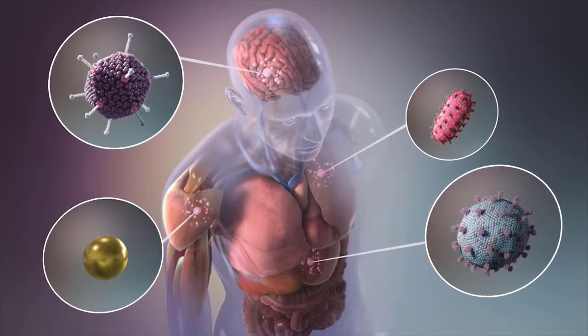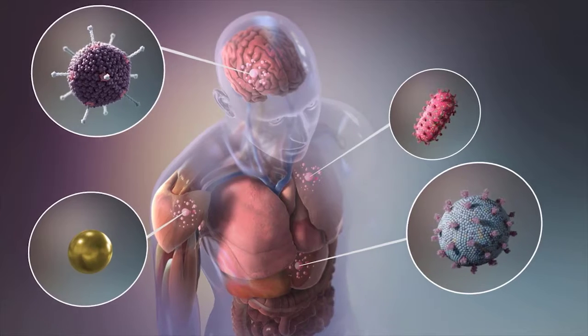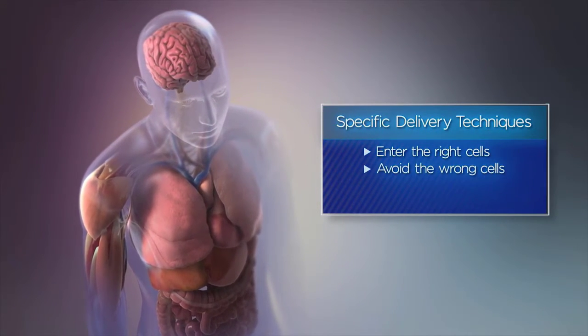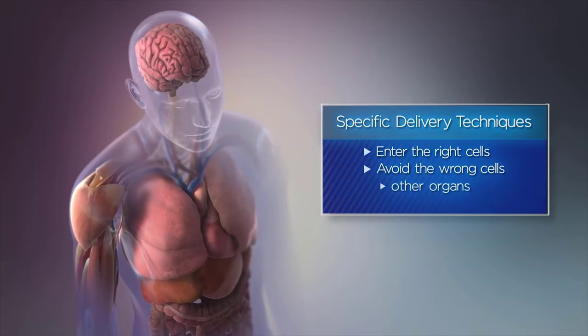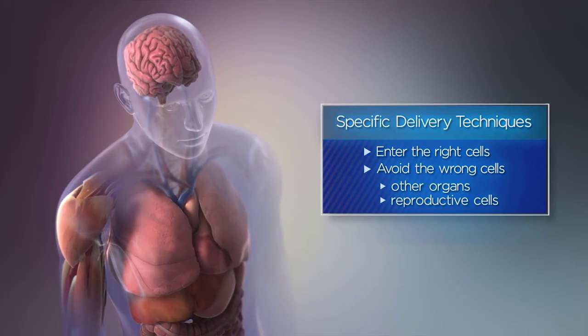Examples of genome editing tools, including the protein from earlier, are shown targeting the previously highlighted areas. The editing tools fade off and are replaced by possible delivery packages of various shapes and materials. The delivery techniques must be specific to enter the right cells and avoid the wrong ones, such as the cells of other organs or reproductive cells like eggs and sperm.